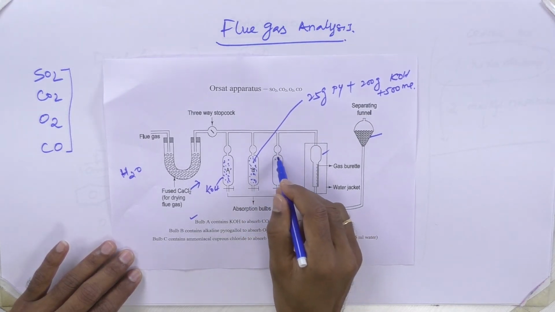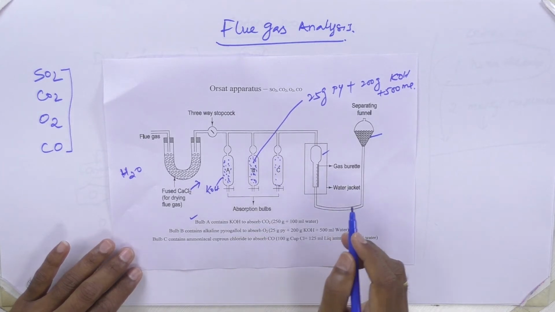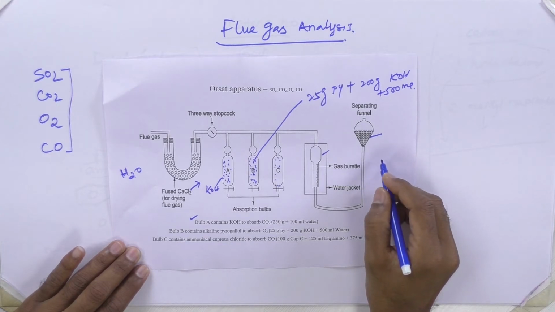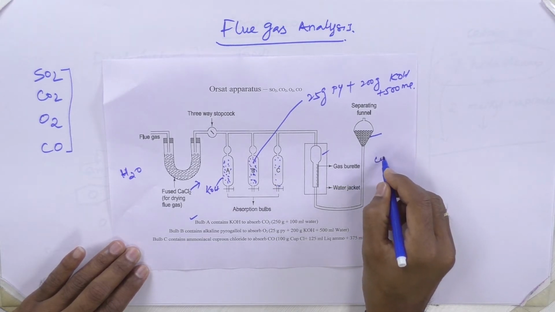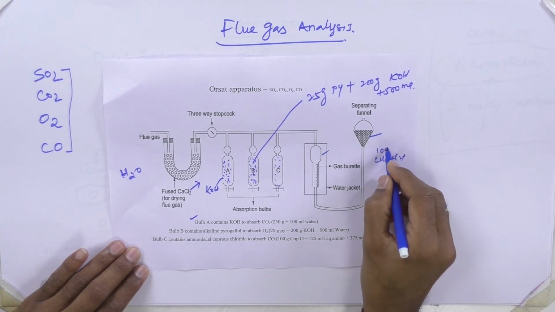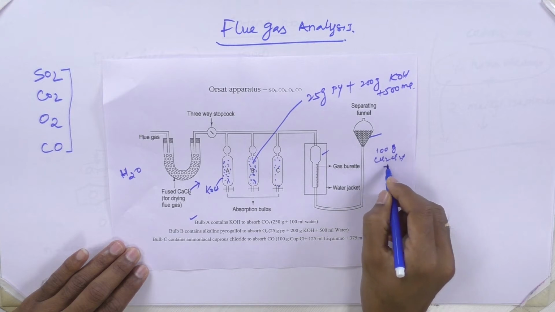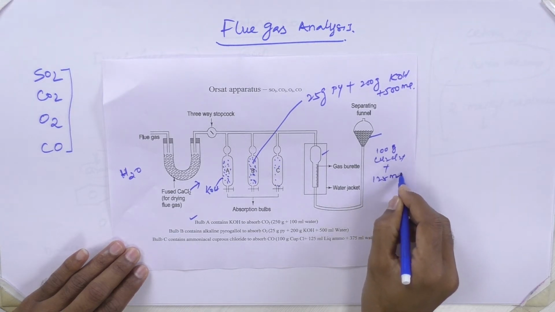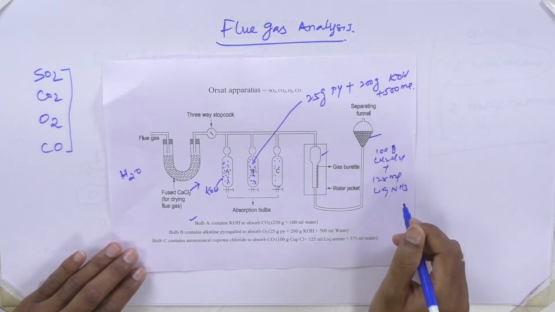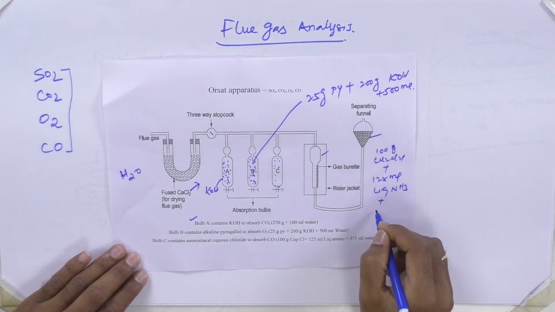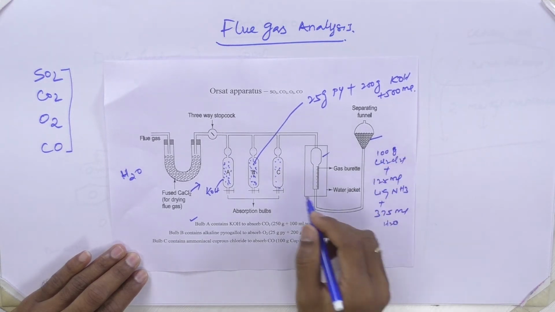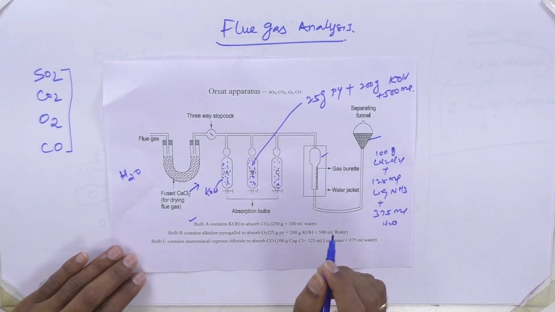Bulb 3 or chamber 3 is filled with basic cuprous chloride, Cu2Cl2, plus liquid ammonia, about 100 grams plus 125 ml of liquid ammonia. When you mix this liquid ammonia in water, it becomes ammonium hydroxide, with about 375 ml of water. This composition has to be filled in this chamber C.